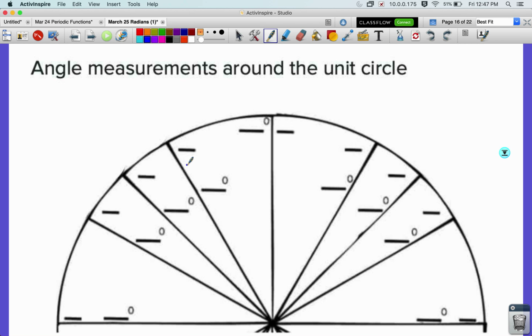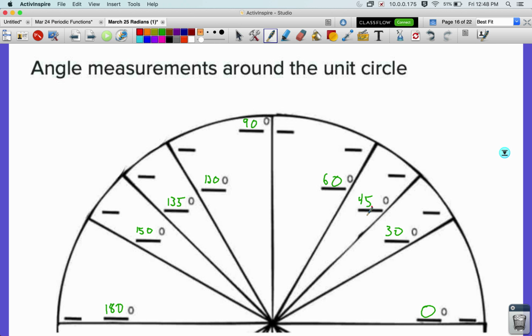All right, so hopefully you're taking notes on this. I would pause the video now, or pause the video when I stop talking here, and draw half of a circle. And you want to split up that circle into these angle measurements: 0 degrees, 30 degrees, 45 degrees, 60 degrees, 90 degrees, 120 degrees, 135 degrees, 150 degrees, and 180 degrees.